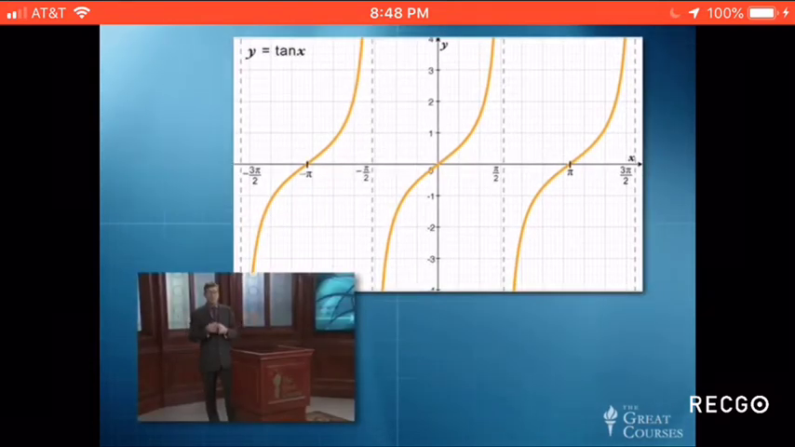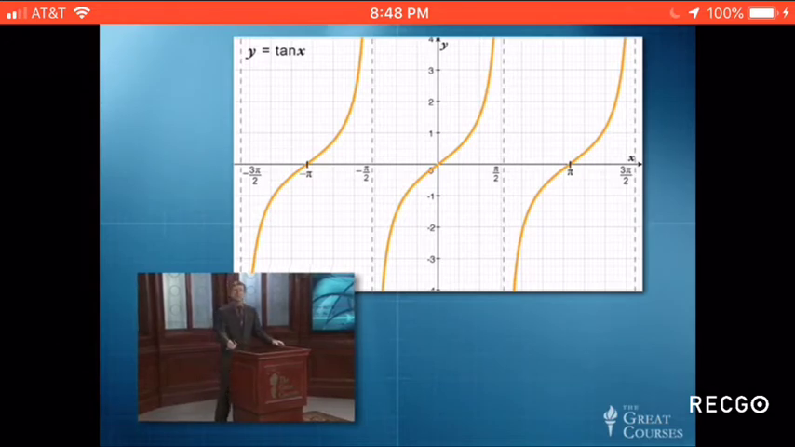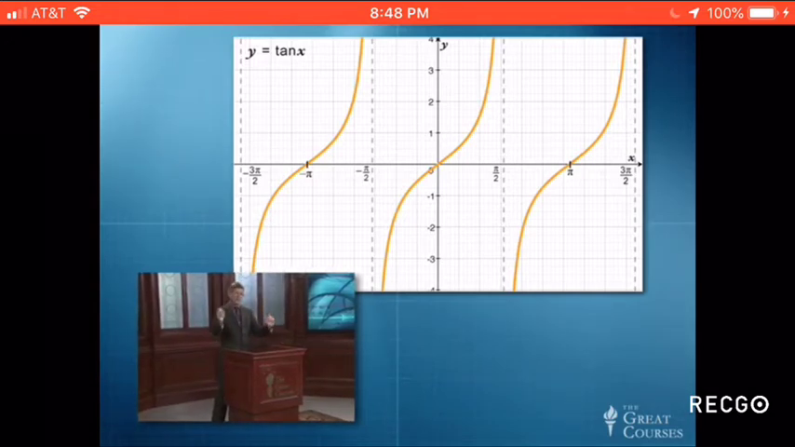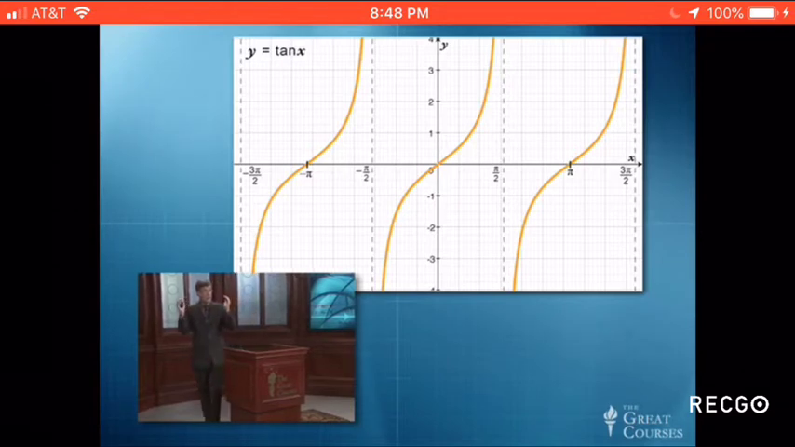First item. Is it 1-to-1? Not even close. Horizontal lines hit this curve infinitely often. Same pattern here over and over again. Let's restrict the domain. What would be a good domain? Well, I think everybody would vote for minus pi over 2 to pi over 2. And now that's an open interval, isn't it?